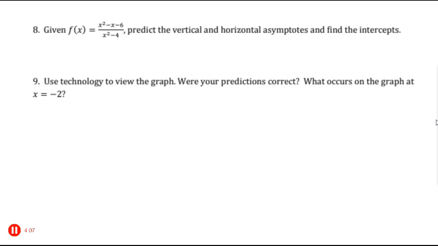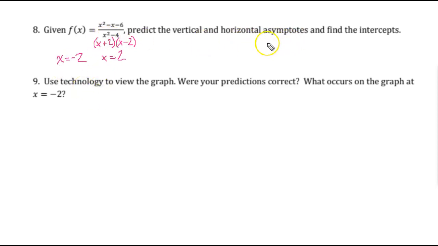So this is going back to reviewing what we were doing in the last lesson. If you recall, the vertical asymptotes are always determined by the denominator. So I want to figure out where the denominator is equal to 0. Well, this one we had already factored on the last problem. So I know it factors to be x plus 2 and x minus 2. So this is going to be equal to 0 where x is equal to -2 and x is equal to +2. So we should have two vertical asymptotes.